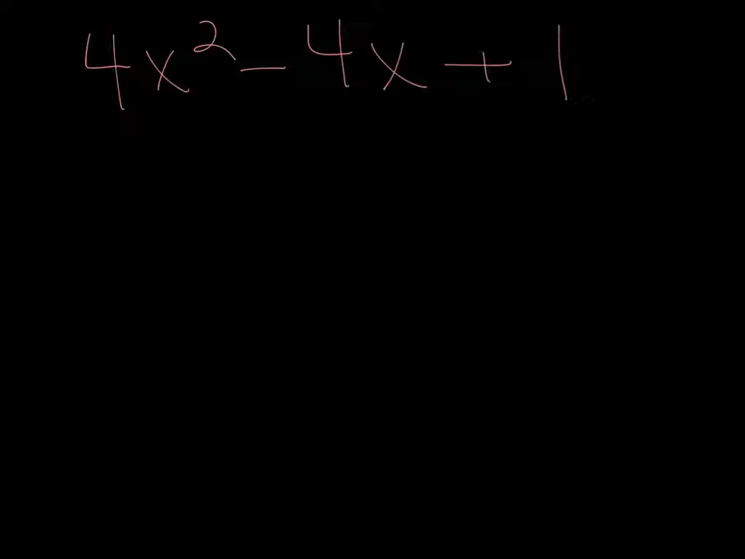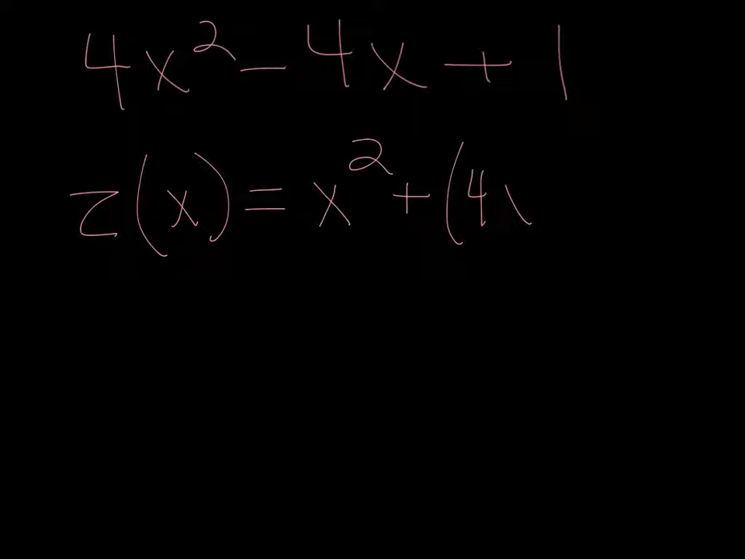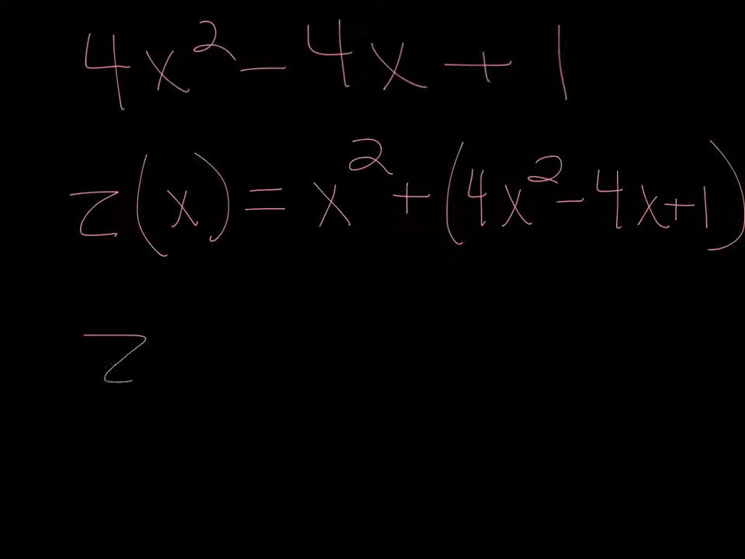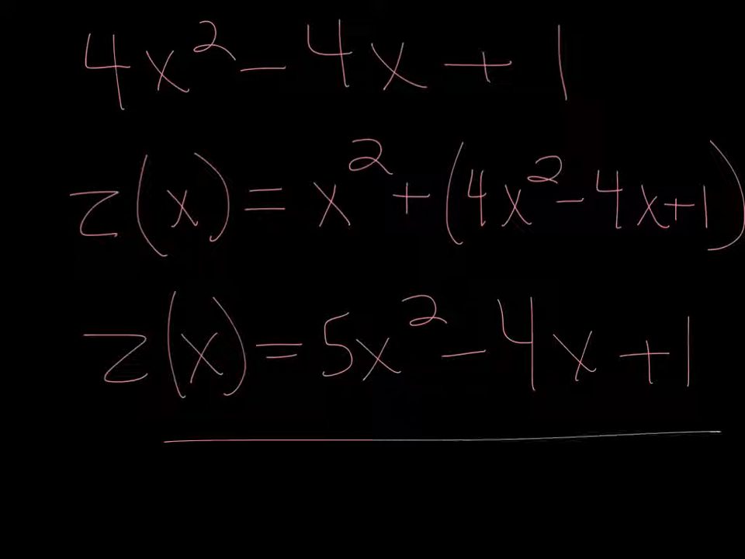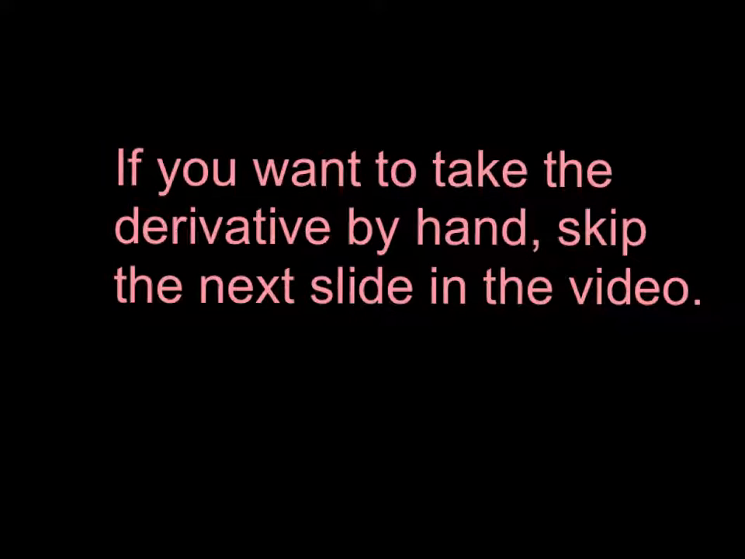But we can't forget about the other part of z of x. So we can write z of x again as x squared from the first part plus the quantity 4x squared minus 4x plus 1. Combining like terms, we get z of x to be 5x squared minus 4x plus 1. So now that we have z of x, what do we do now? If you remember from the fencing problem, our next step is to take the derivative of z of x. Let's again return to Wolfram Alpha to derive this equation. If you want to take the derivative by hand, skip ahead one slide in this video.